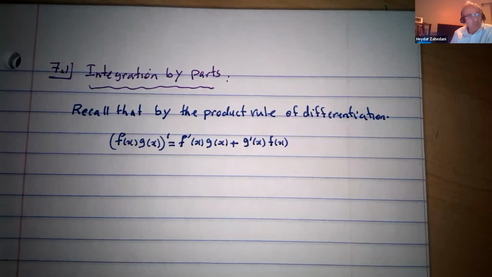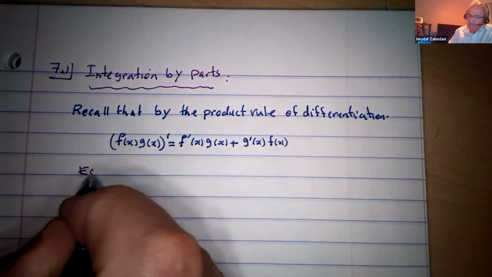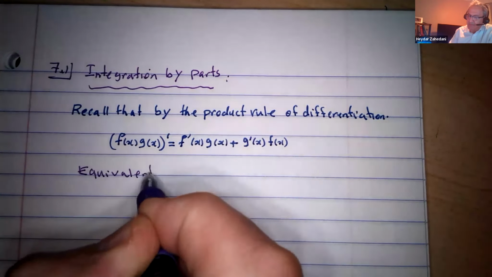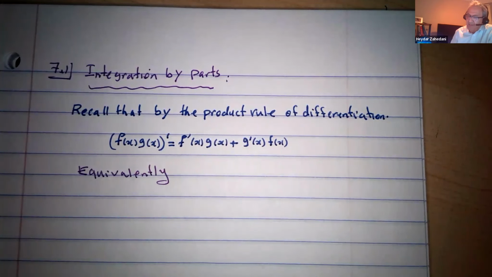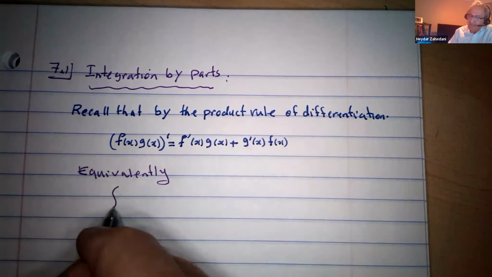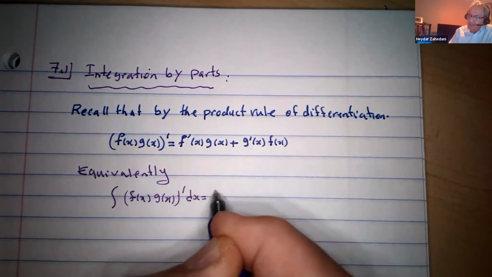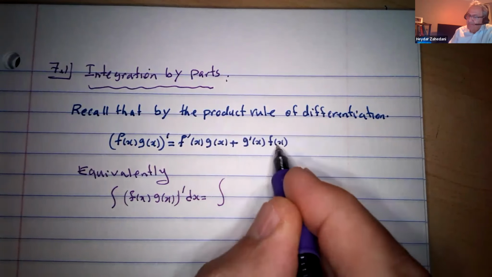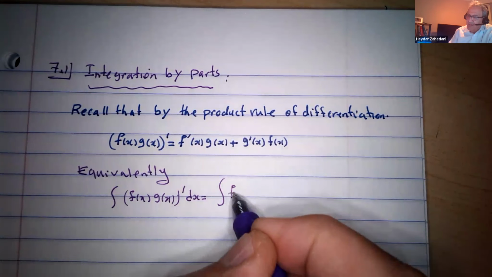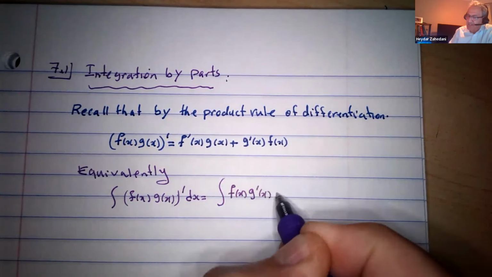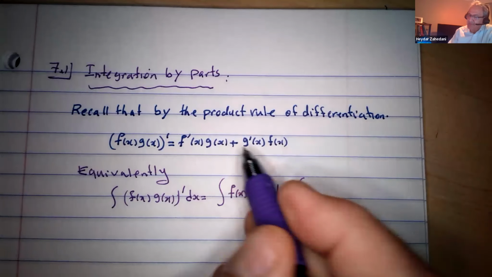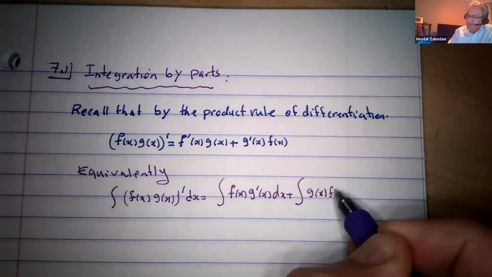Okay, you know that any differentiation equation would have an equivalent form for integration. So equivalently, if you integrate it, it's going to be the integral of f of x times g of x, prime, dx, which is equal to, I'll just switch it, it doesn't matter, the integral of f of x, g prime of x, dx, plus the integral of g of x, f prime of x, dx.